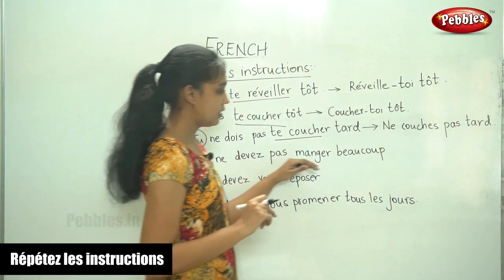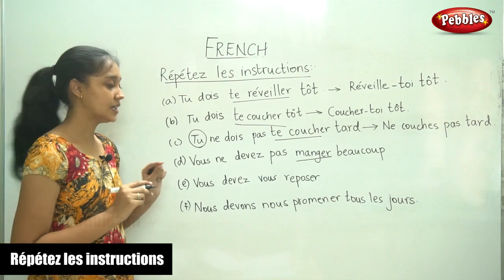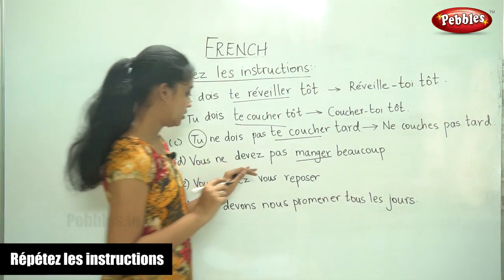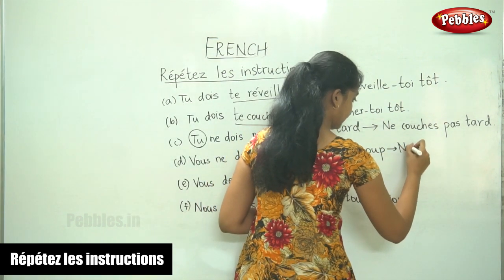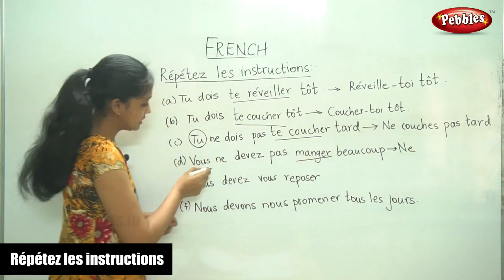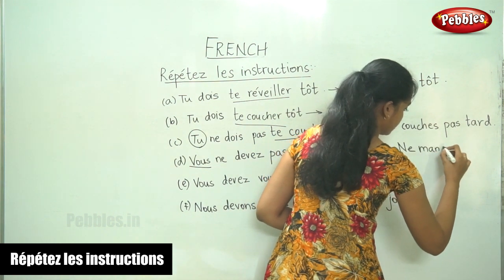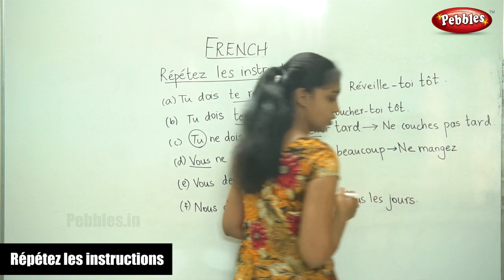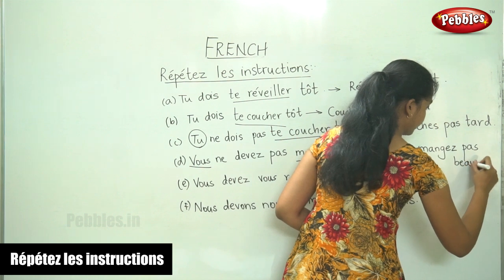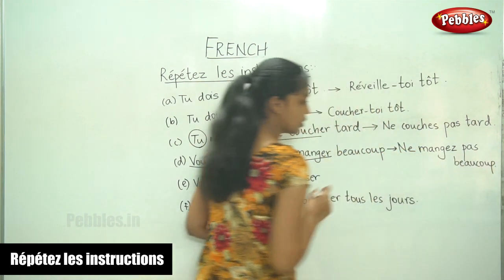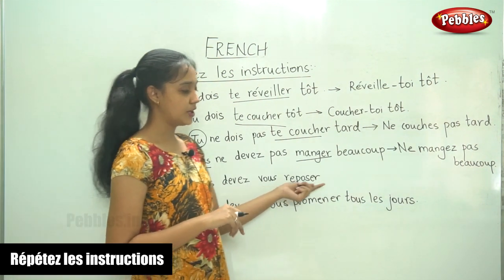Moving on to the next sentence. Vous ne devez pas manger beaucoup. Now here the verb is manger. It is not in the reflexive form. So the sentence is negative again. So ne. Manger is the verb. The subject is vous. So manger becomes manger. Ne mangez pas beaucoup.